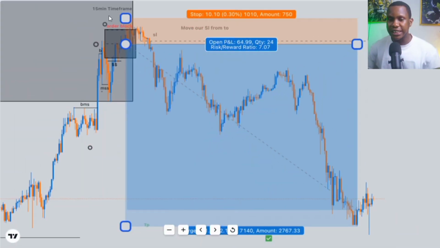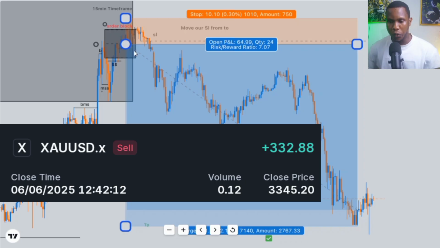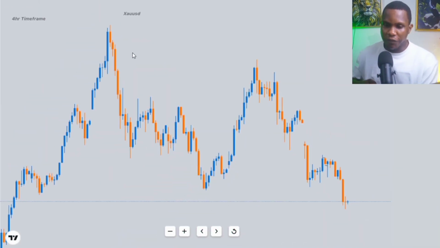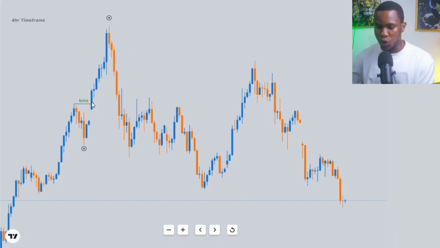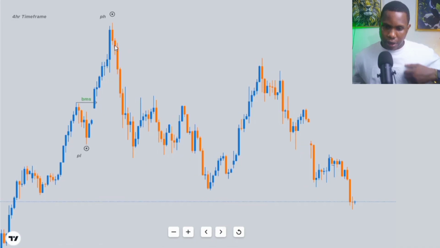I'm going to be using this 7-hour trade I took on gold to illustrate this. First of all, I started from the 4-hour time frame on gold. We can see a break of market structure. You can see a previous low and a previous high.